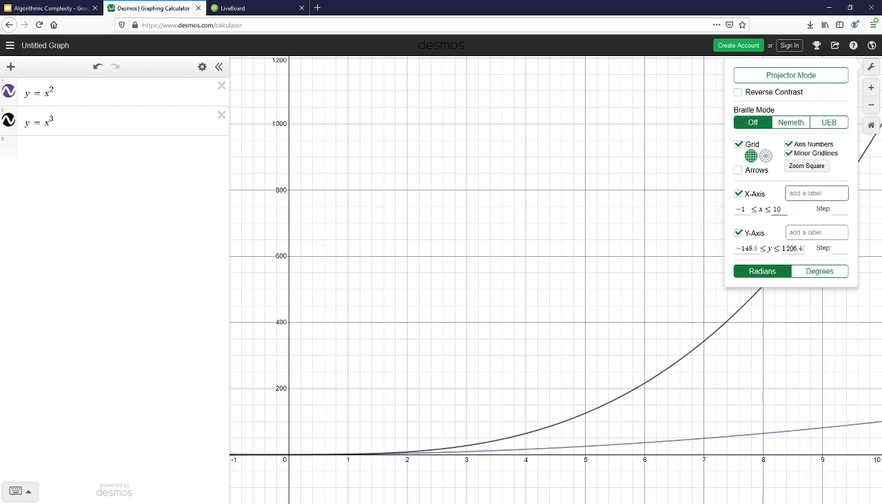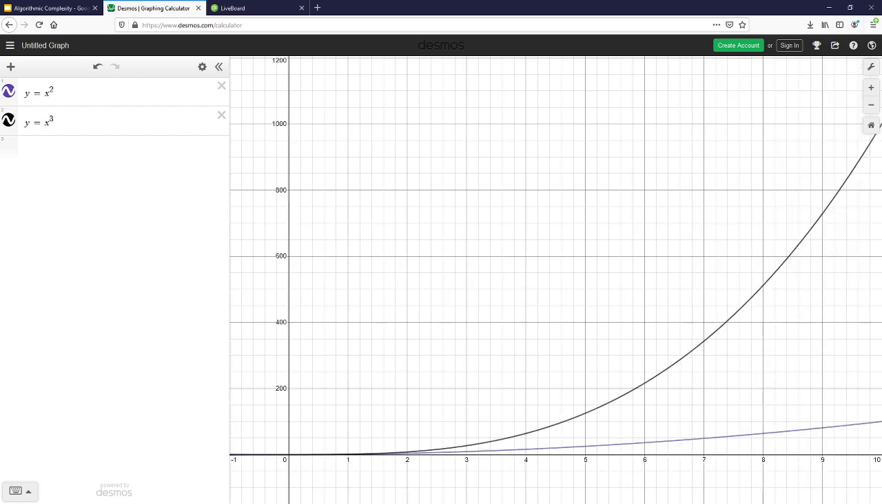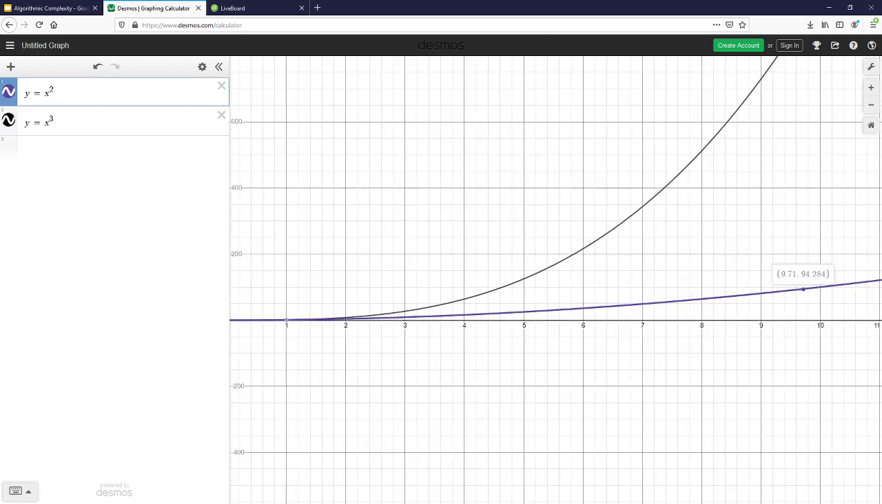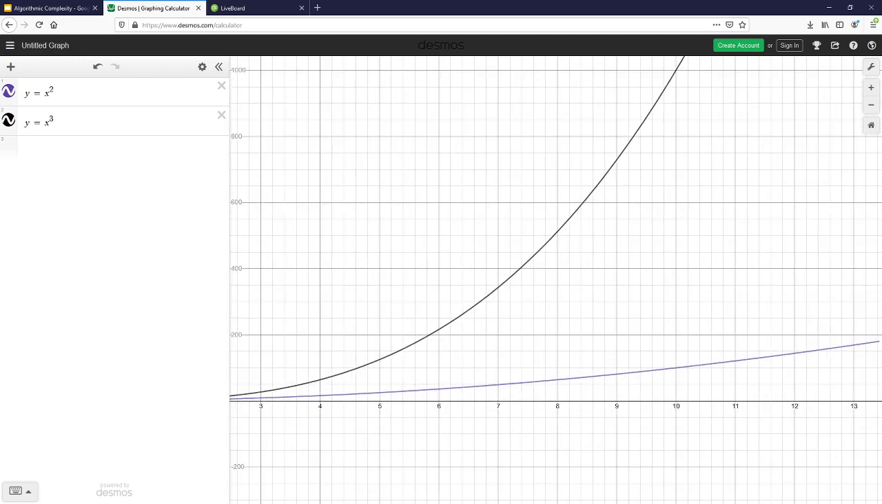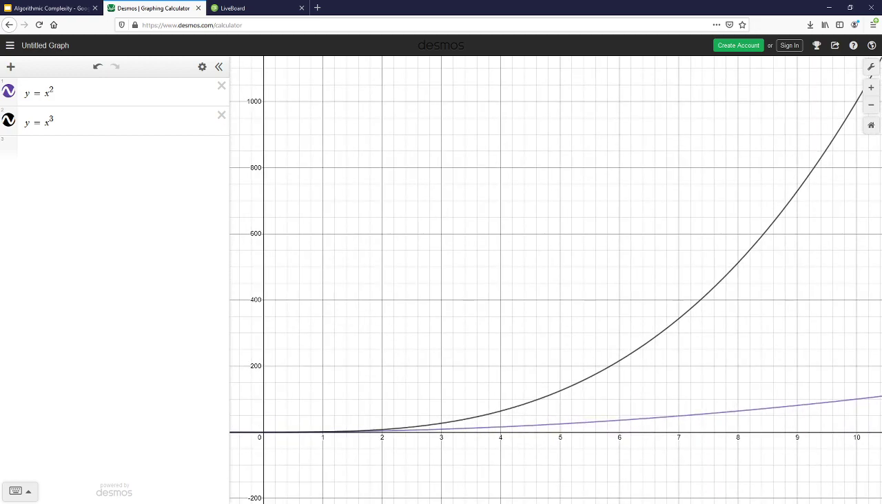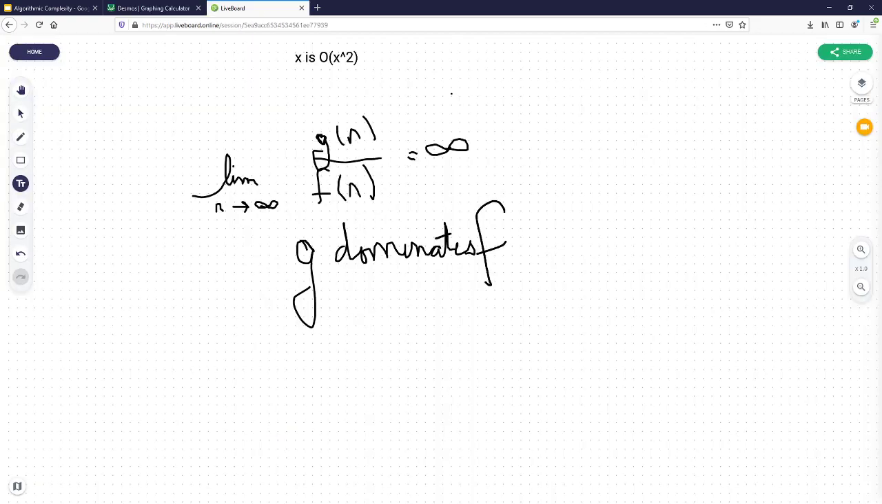Okay. So here we see generally what's going on with these two functions, right? The purple is x squared, and the black is x cubed. What we see is that eventually x cubed is going to grow much faster than x squared, right? So if we're going to add to the list of things, x squared is big O of x cubed, because eventually x cubed is going to beat x squared.